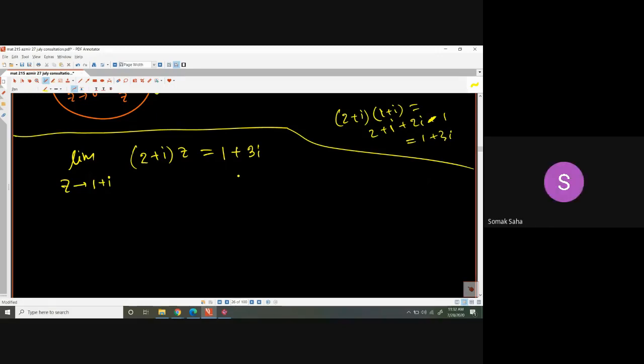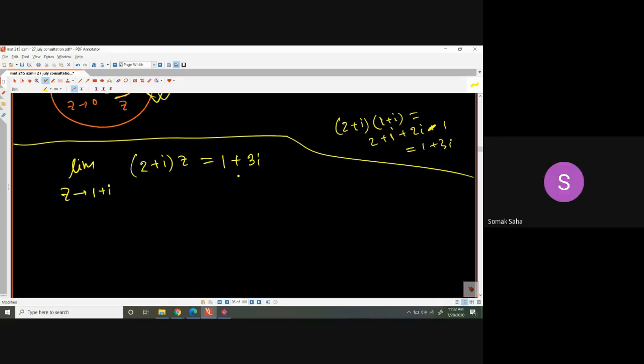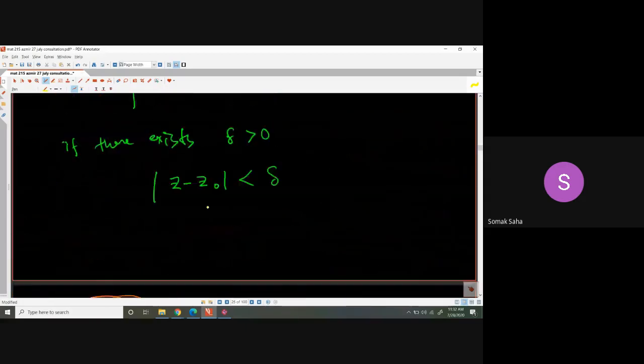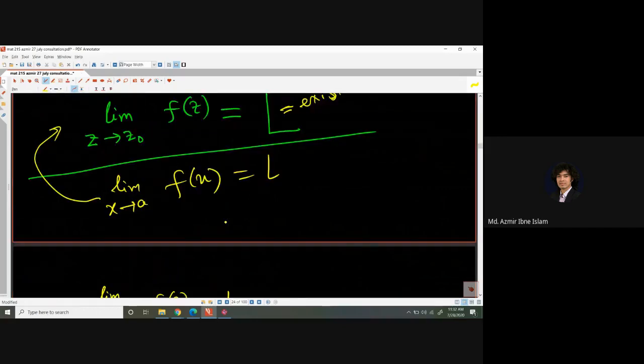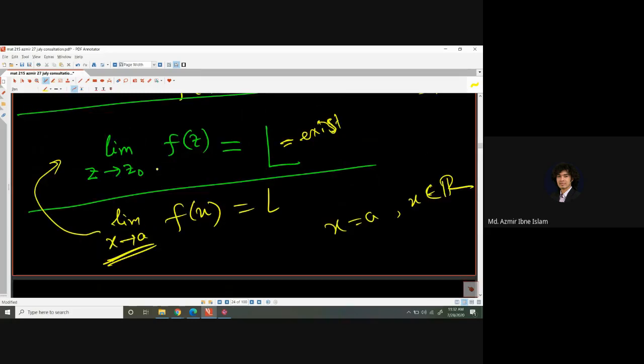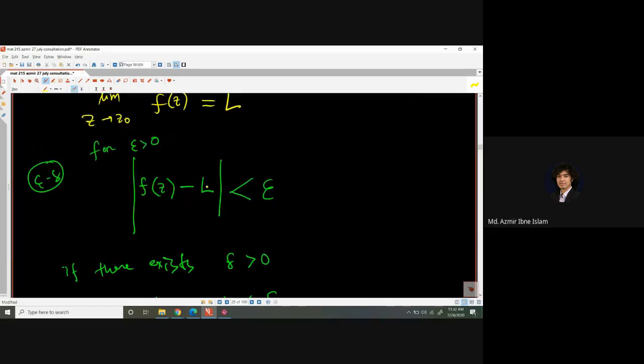Sir, I have a question. What is the difference between a normal limit and a complex number limit? I think the operation is almost the same. Same. But the only difference is that in a real valued function, x is a value from the real number set. But in a complex valued function, z comes from the complex set. This is the main difference. But the formal definition is the same.